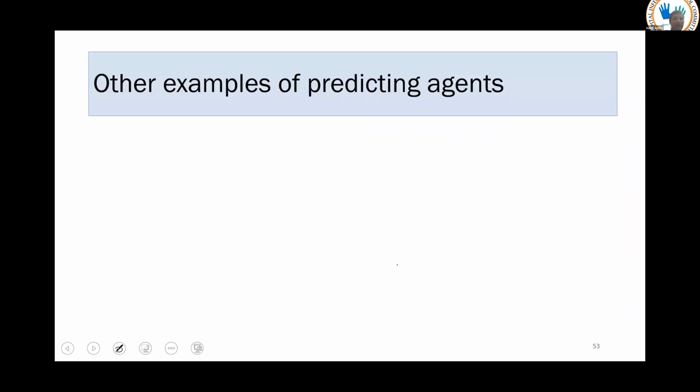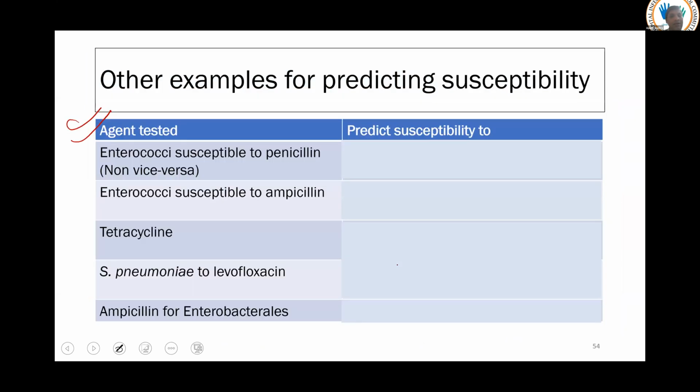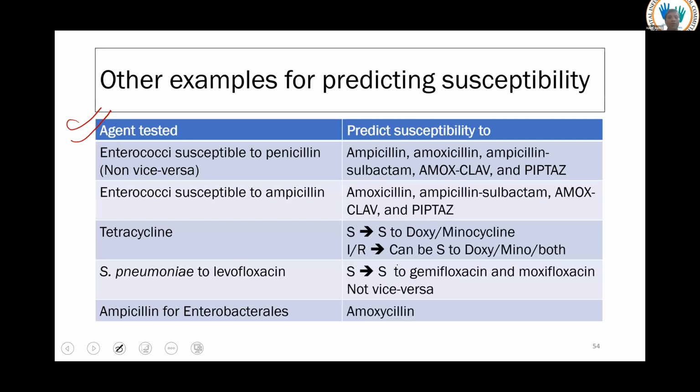The next table, what I showed you, is the other example of predicting susceptibility. Here also the respective footnote will appear. I will not go into the detail because it is just a table that you have to recollect and remember. So I'll tell you one simple example. If enterococcus is susceptible to penicillin, then susceptibility can also be predicted to all these agents. So this can be an extra comment in your clinical report, so that the clinician will know that the respective other agents also can be given for treatment.